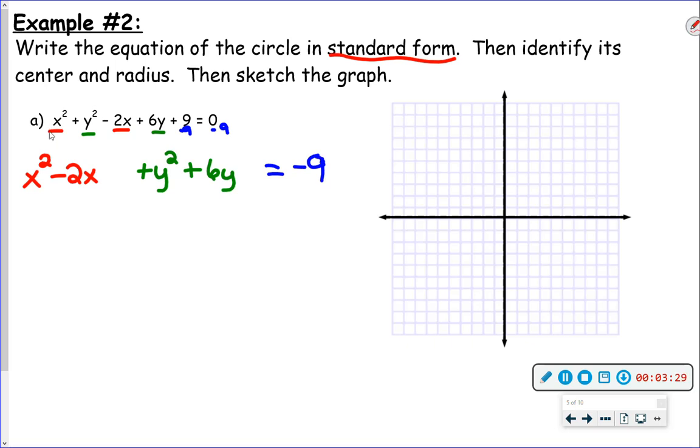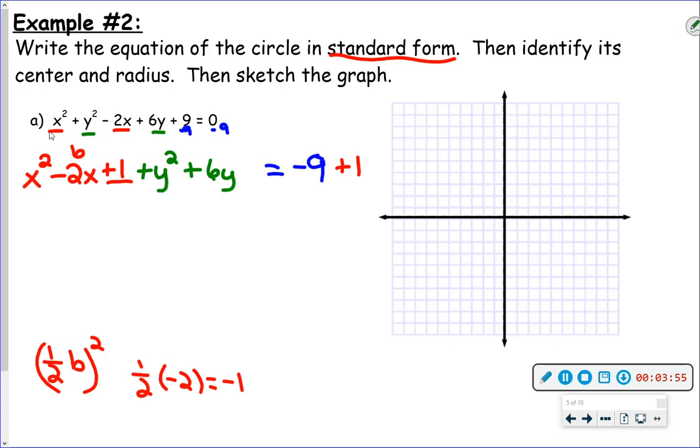Now, you know how to do this. We're going to add a number here that will make that factor into a perfect square. A little review. We're going to do half of b and square it. Remember, b is the middle coefficient or the linear coefficient. So I'm going to do half of negative 2, which of course is negative 1, and then I'm going to square that. Now, if I add a number on the left side of the equation, of course I'm going to balance and add it to the right side.